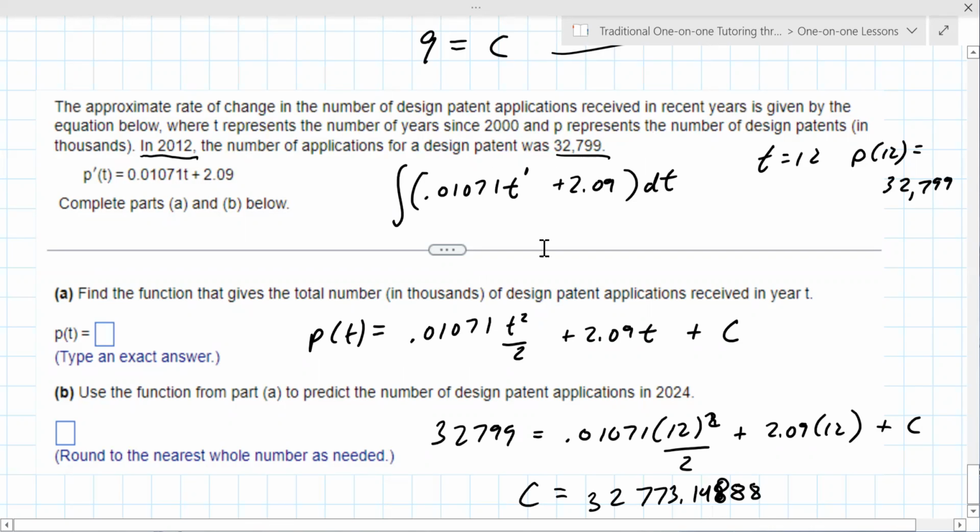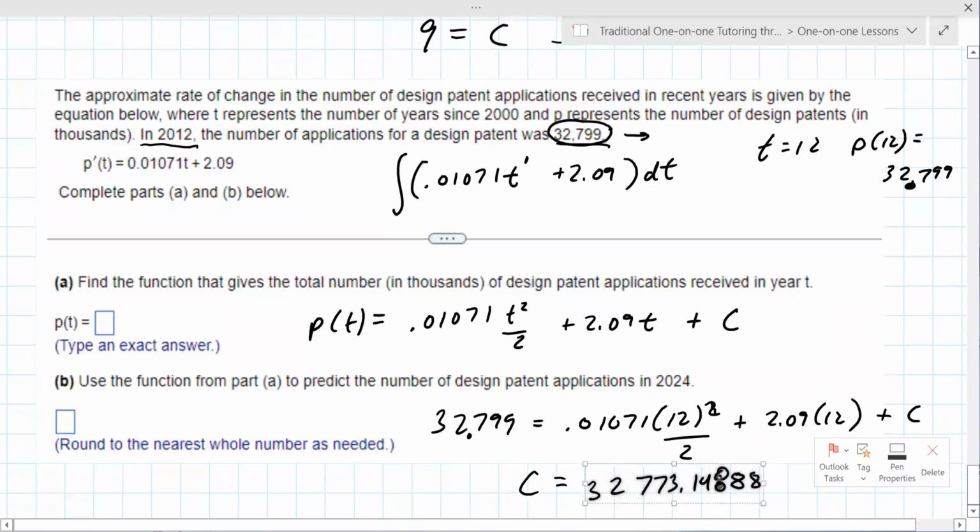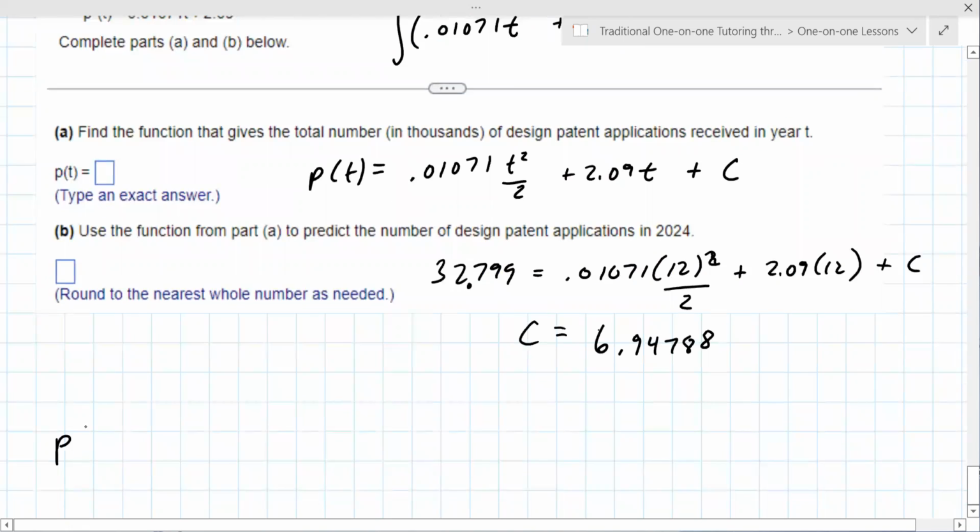Yeah, so I think actually I should have put 32.799 in here because they're saying that P represents the number of design patents in thousands. So this number right here is not in thousands, so we've got to convert that to 32.799. So that'll change our answer slightly. Yeah, it makes more sense. Okay, so this is completely wrong. Let me get this out of here. 6.94788.